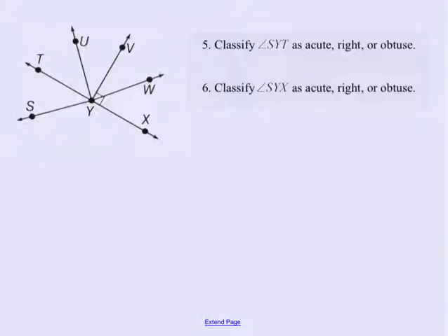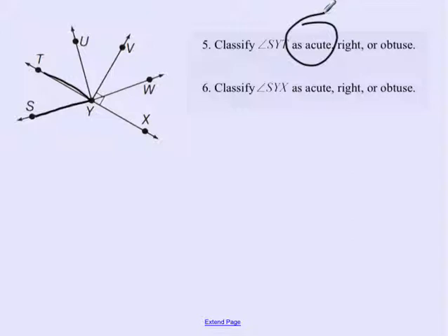So let's go ahead and take a look at 5 and 6. So we need to classify each angle as acute, right, or obtuse. So first is the angle SYT. So I'm going to follow S to Y and then up to T. So when I look at that angle, it looks to me like it's smaller than 90 degrees. So that's going to make it an acute angle.